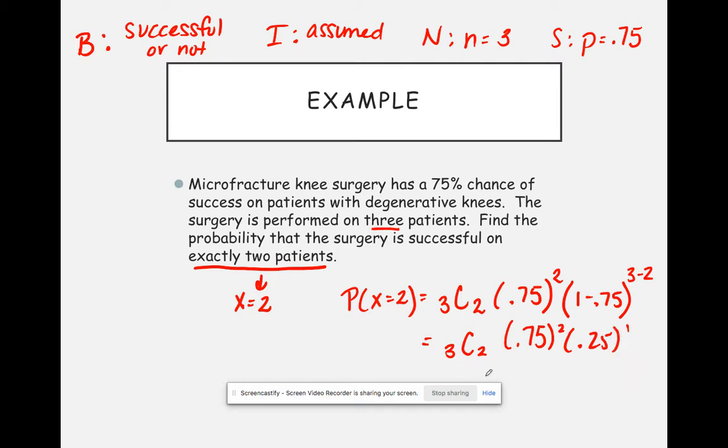So then I'm going to go to the probability menu on my calculator to get the value for 3C2. And that value is 3. So I take 3 times 0.75 to the second power times 0.25 to the first power. And that gives me about 42%. So the probability that I have exactly 2 out of 3 of the surgeries being successful is 0.4219.